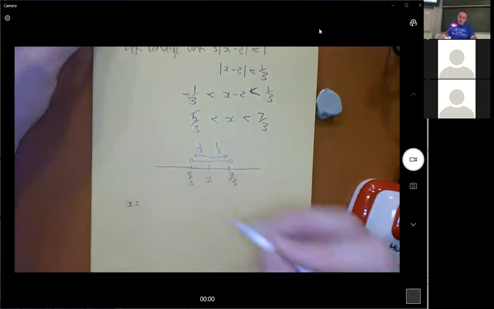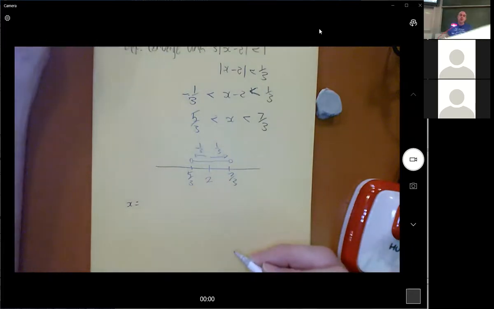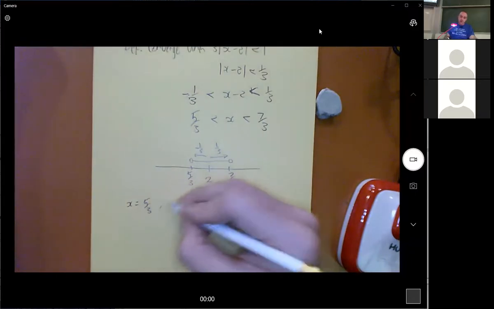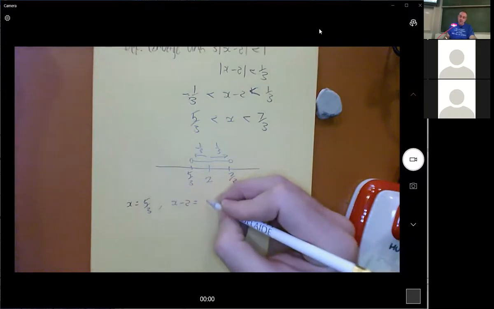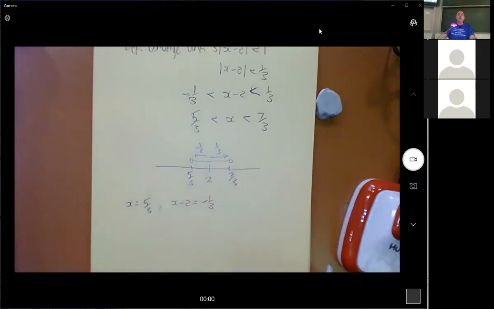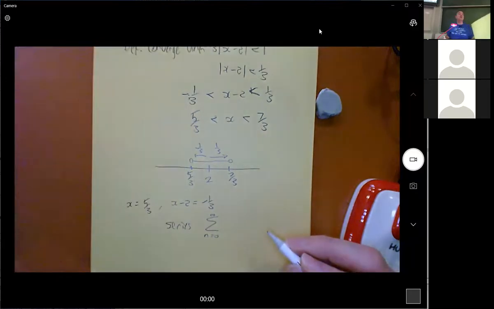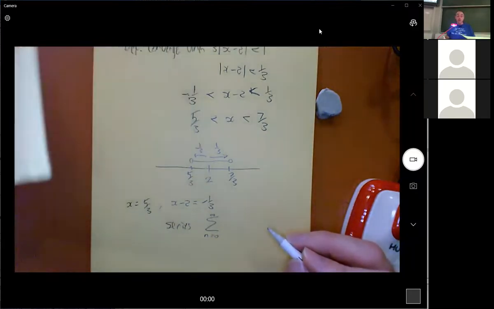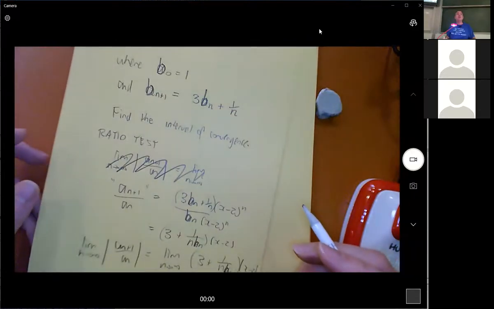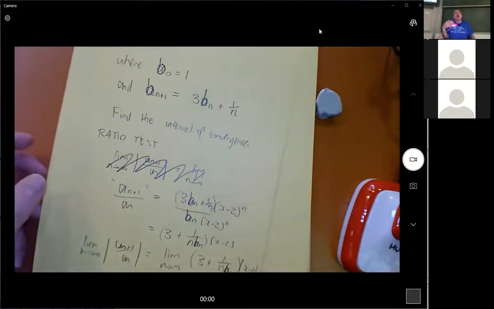So when x is equal to 5 thirds, that means that x minus 2 is equal to minus a third. That'll always happen. It'll always be minus the radius at that end. And so the series is, no, we have no idea. We're not going to be able to tell, sorry, because we don't know what the actual series Bn is. I can't do any of my other series tests, like the alternating series test and stuff, because I don't know.